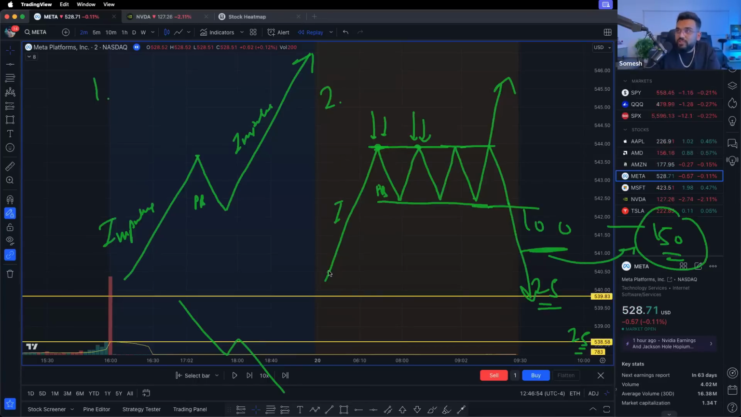So the second structure is we have an impulse. The buyers are not really interested. They're not able to break out of the supply, and it either goes upwards. So how to trade the upwards, we'll talk. How to trade the downside, we'll talk. But this is the structures.